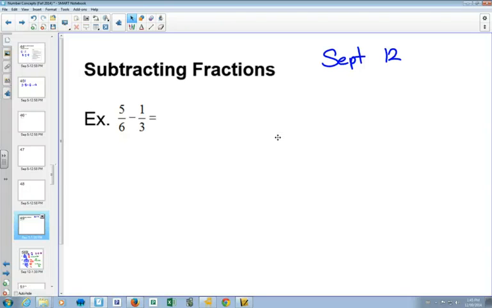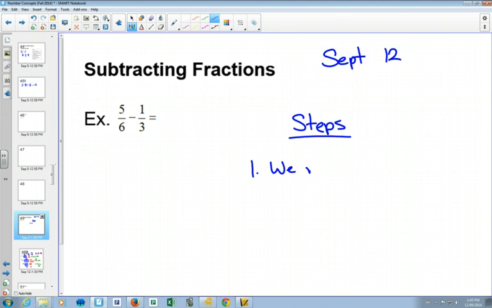So for subtracting fractions, off to this side here, we write our steps out. It's the same idea as adding fractions. You can't add fractions or subtract fractions unless you're talking about things that are the same size, just like our pieces of chocolate. So first of all, we need to get a common denominator.